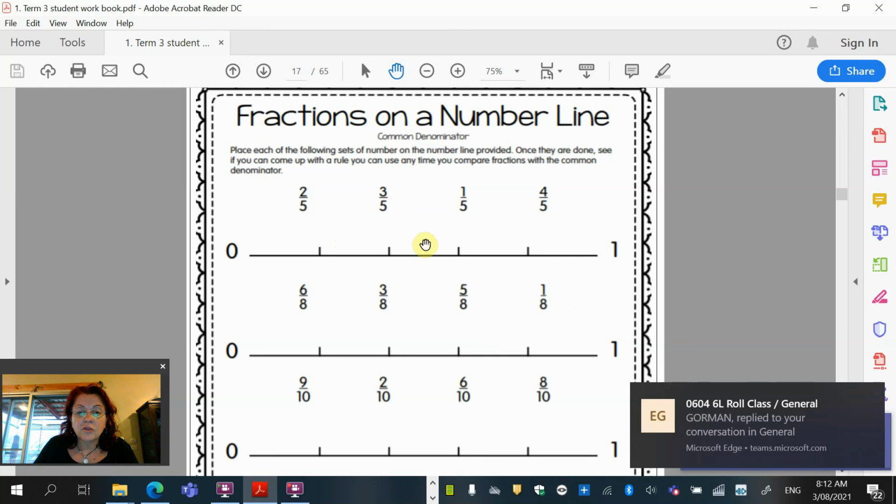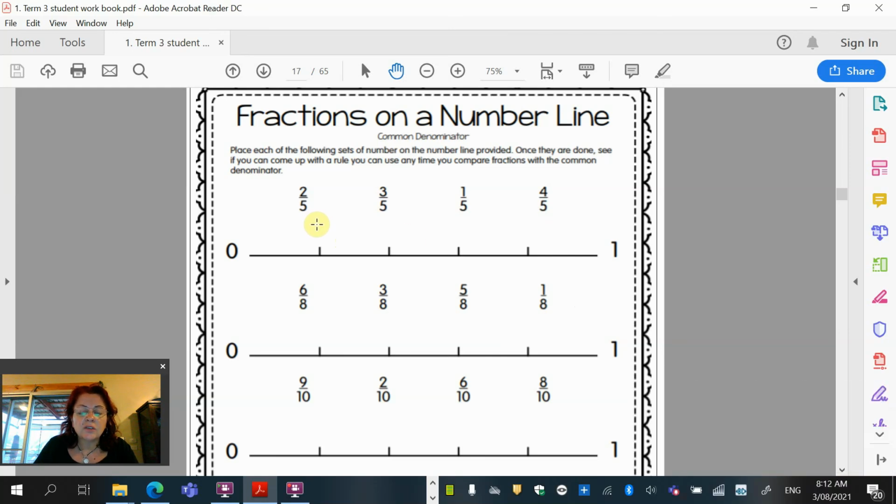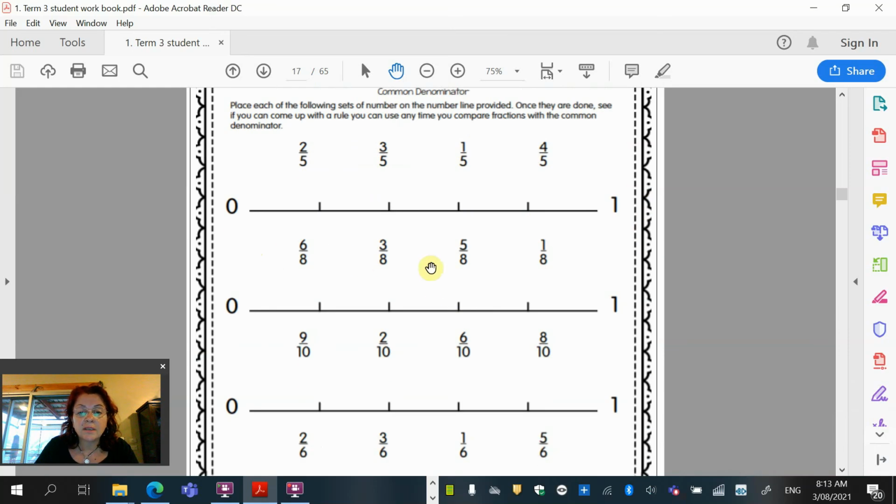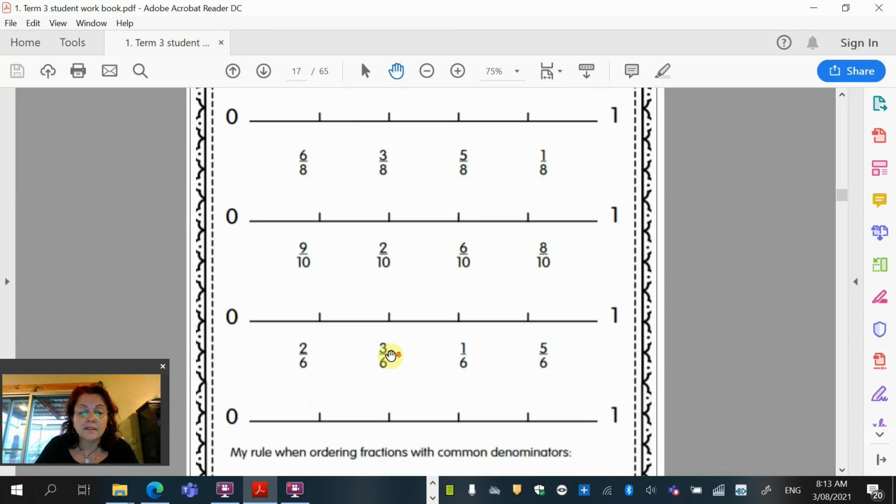Okay, so they've all got the same denominator, so that's easy peasy. So the smallest is 1/5, 2/5, 3/5, and 4/5. And of course, once it goes 5/5, it then becomes a whole number. Same here, do that for the 8ths, the 10ths, and the 6ths.